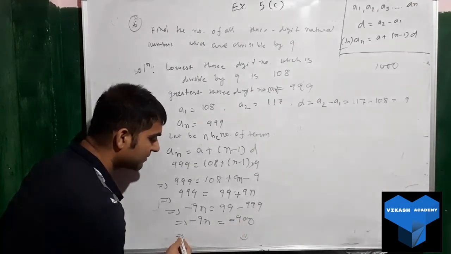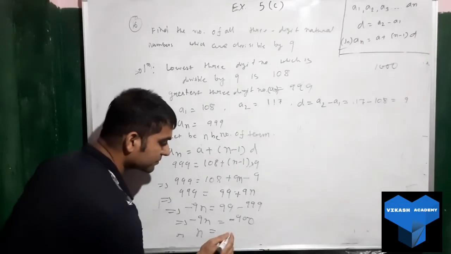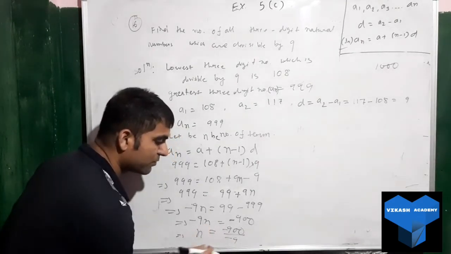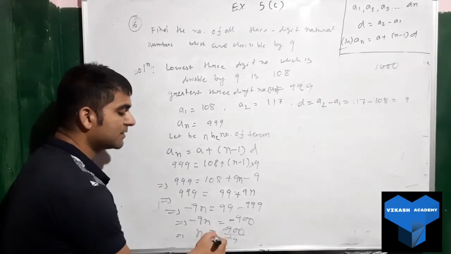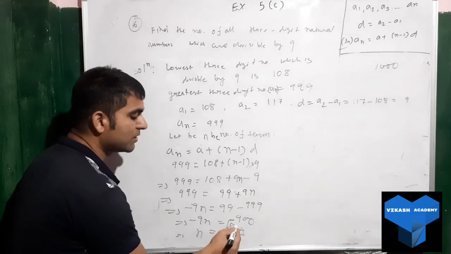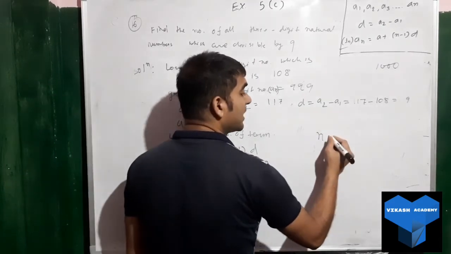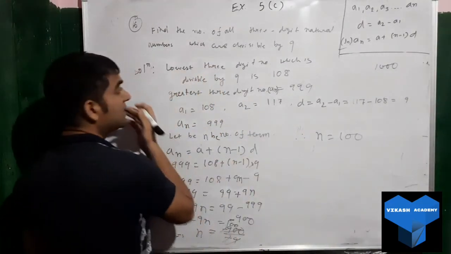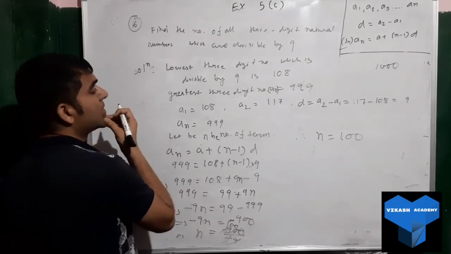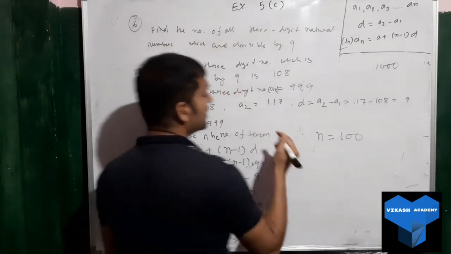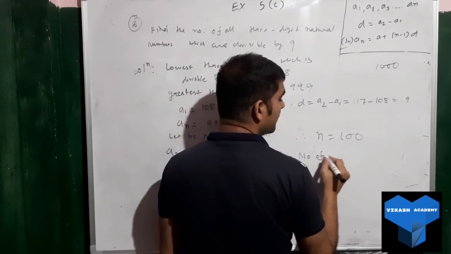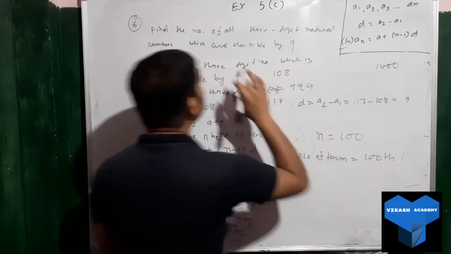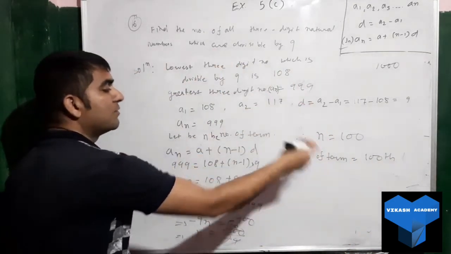Now N is equal to minus 900 divided by minus 9. The minus signs cancel, and we get N is equal to 100. So the number of terms is 100. Between 108 and 999 we will have this many terms.